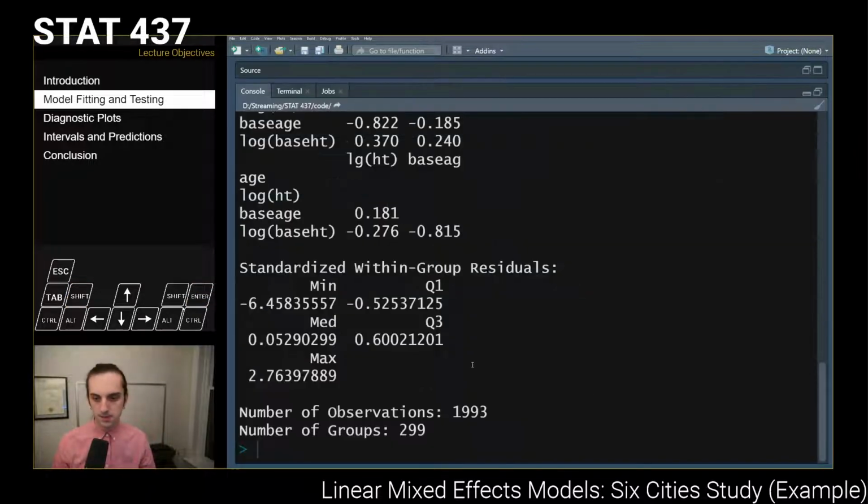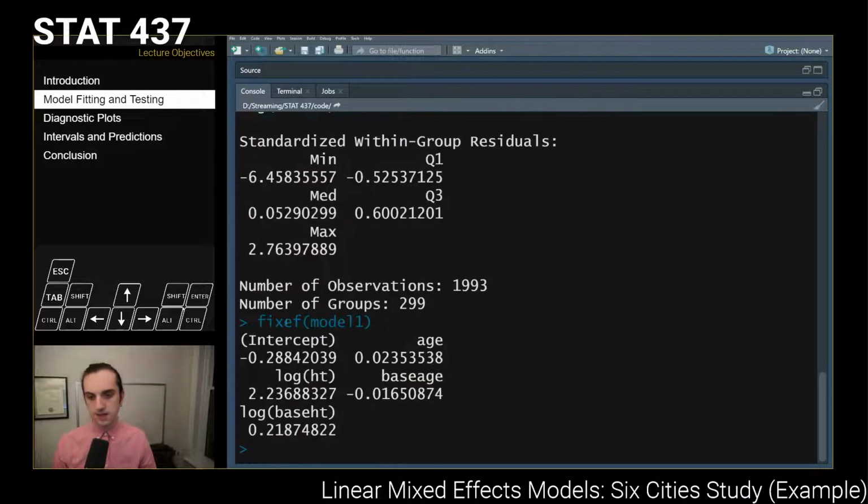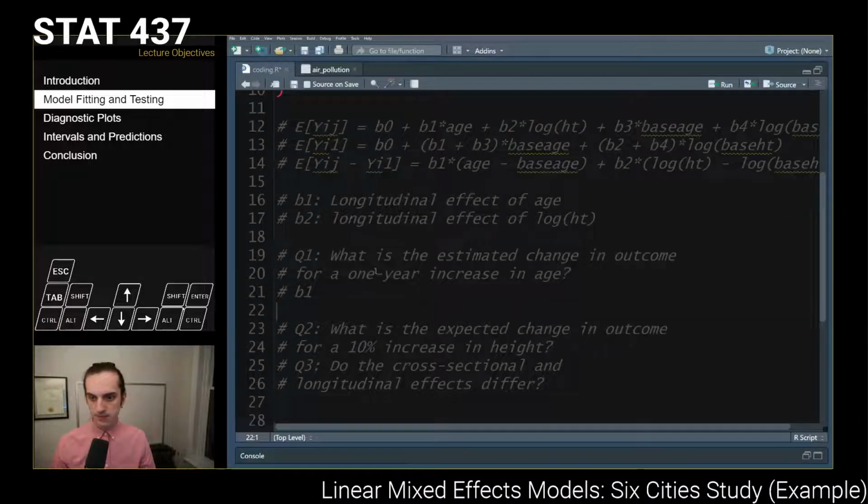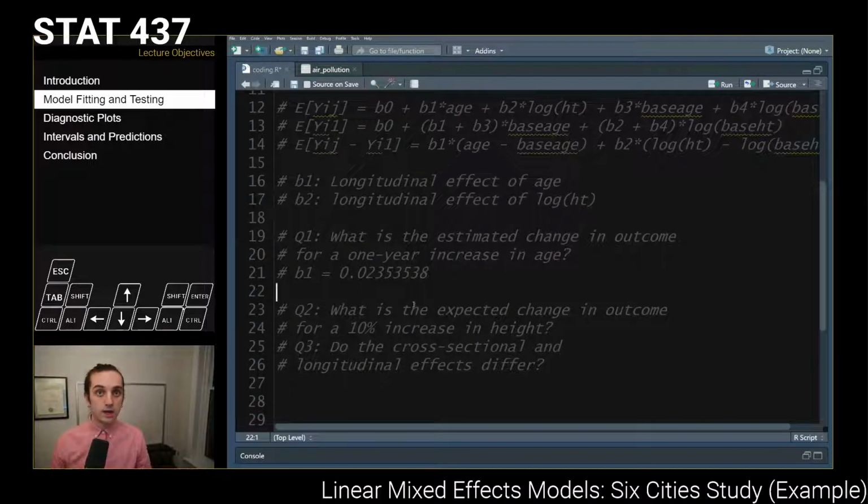If we pull back up our model summary, actually what I'm going to do is call fixed effects on the model object, model 1. This will output our fixed effect estimates a little bit more cleanly. We said we are looking for beta 1, which is this age effect here. The answer is that beta 1 is equal to 0.023538. So what we're saying is that when age increases by 1 year, as you get 1 year older, we're expecting the log FEV1 to increase by 0.024.